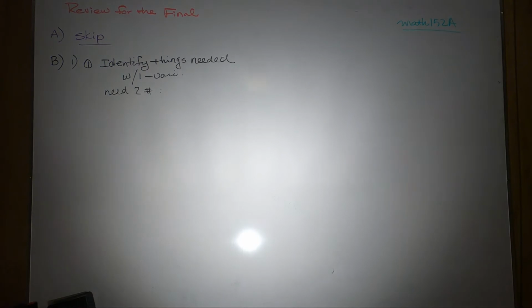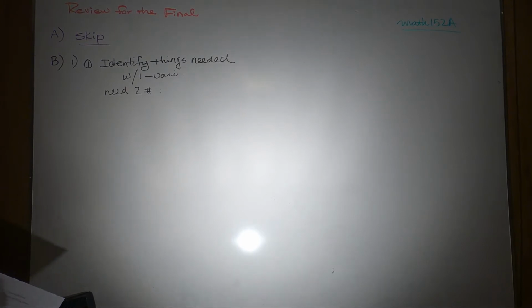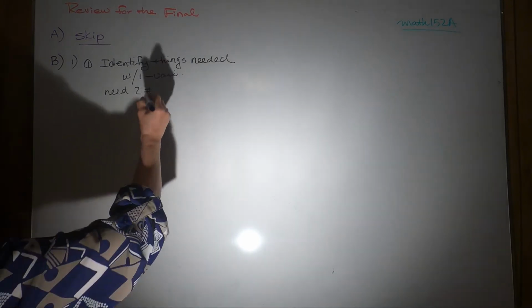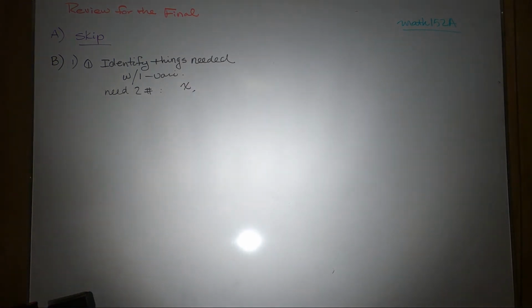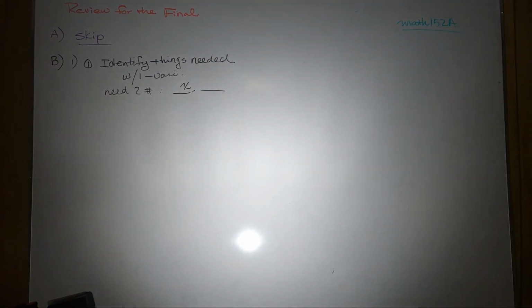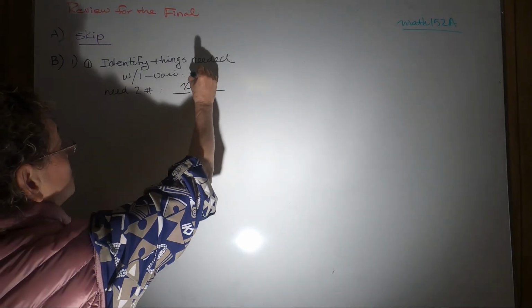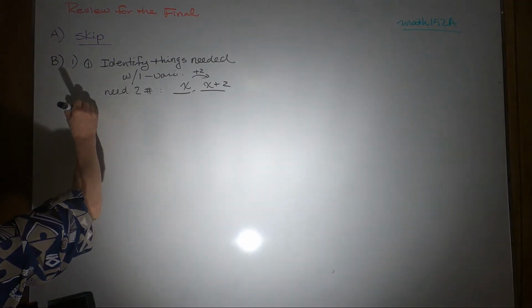right? Then consecutive means what? Continuous, one after the other. And for even integers, for the things we don't know, what do we use? X. But we need two numbers. First one is x, next one would be what? For even integers, it jumps 2, right? So that would be x plus 2, right?